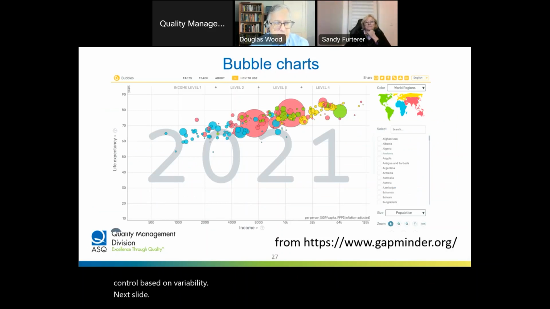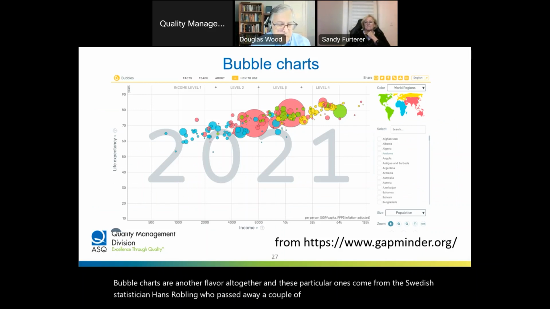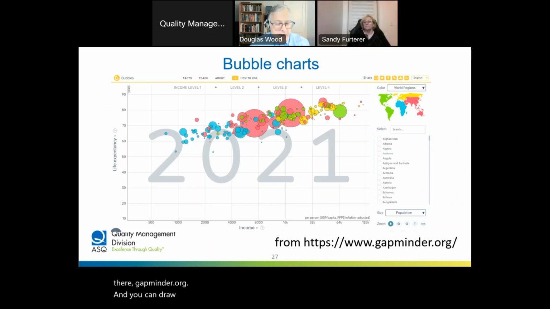Bubble charts are another flavor altogether. And these particular ones come from the Swedish statistician Hans Rosling, who passed away a couple of years ago. There's his website on there, gapminder.org. And you can draw these charts. What they have done there, it's amazing. They have this graphical representation.